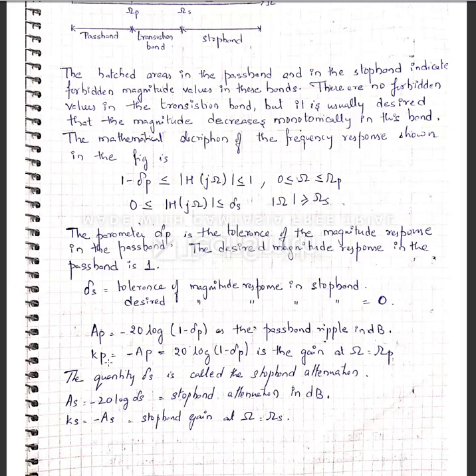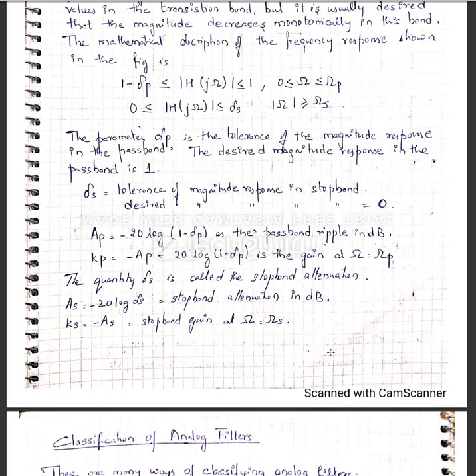And this Kp and Ks is nothing but the gain, and Kp is given as minus Ap and Ks is given as minus As. Kp is the gain at omega equals omega p. Similarly, Ks is equal to minus As for the gain at omega equals omega s.